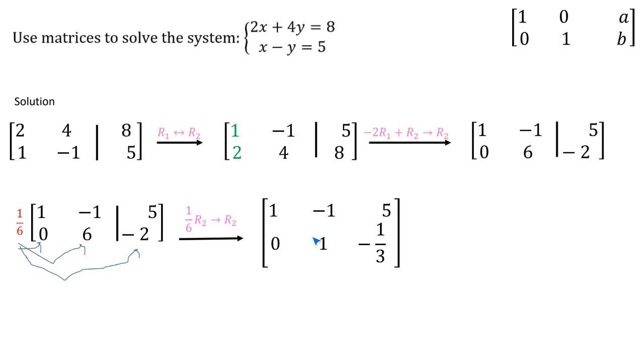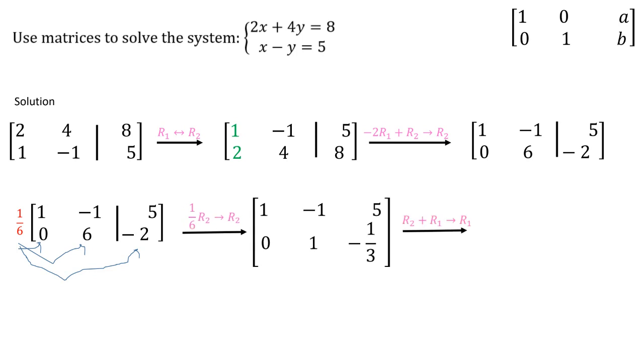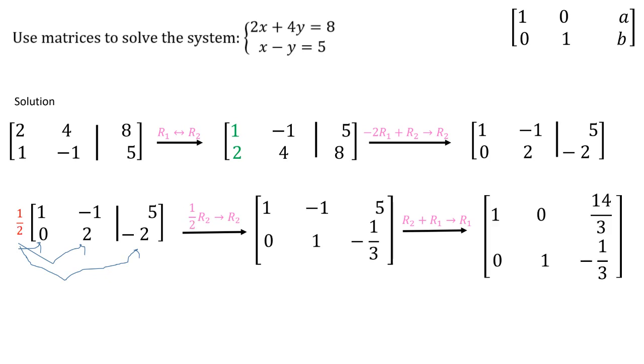So now we have our 1 here, so that's great. But now we need to make this negative 1 a 0. Notice that they're already opposites of each other, 1 and negative 1. If we add them, we get a 0. So all we have to do here is add row 2 plus row 1. What we're trying to change is this negative 1, so we're going to put our result back in row 1. So we would have 0 plus 1 is 1. 1 plus negative 1 is 0. And negative 1/3 plus 5 is going to be 14/3.